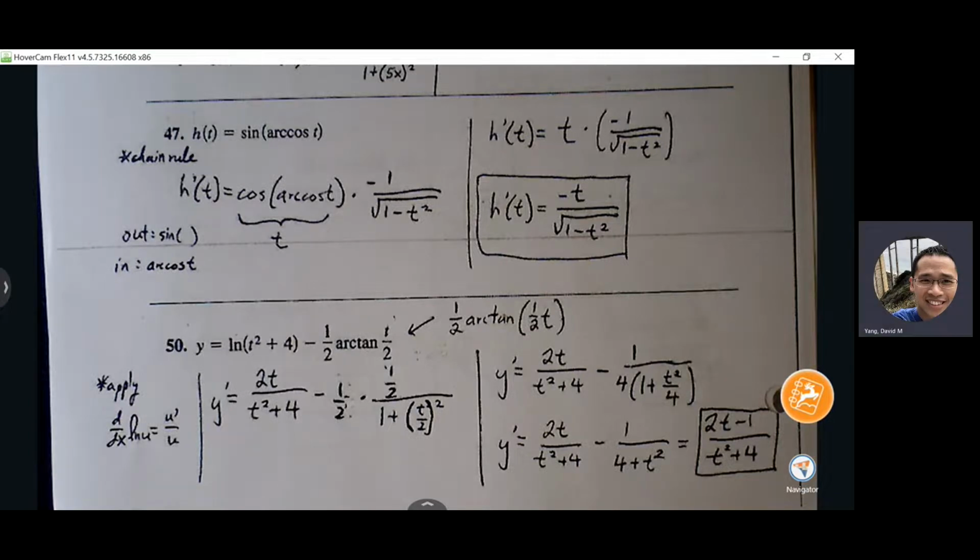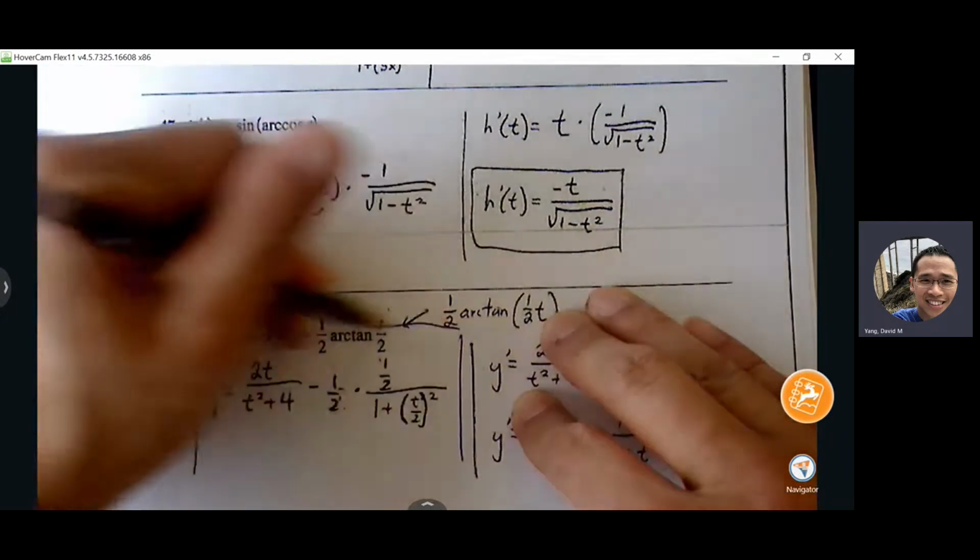And number 50, we have to bring back an old rule. Natural log of u is u prime over u. So that takes care of that first portion. If you leave your answer unsimplified, I'll be okay with it.